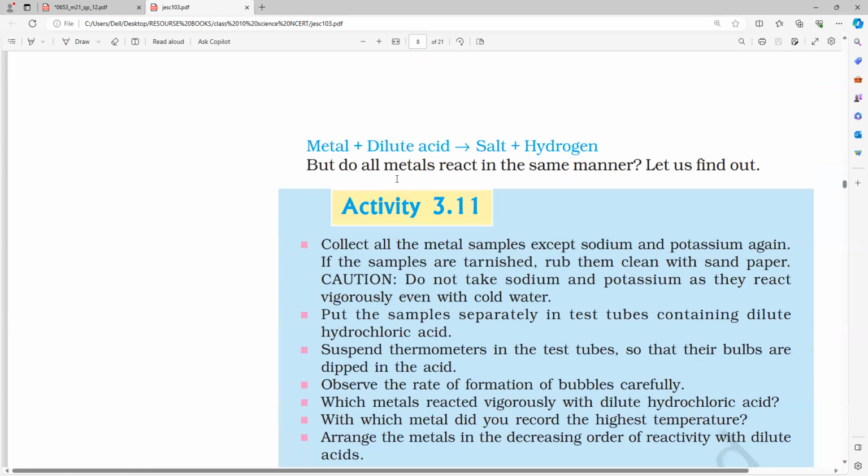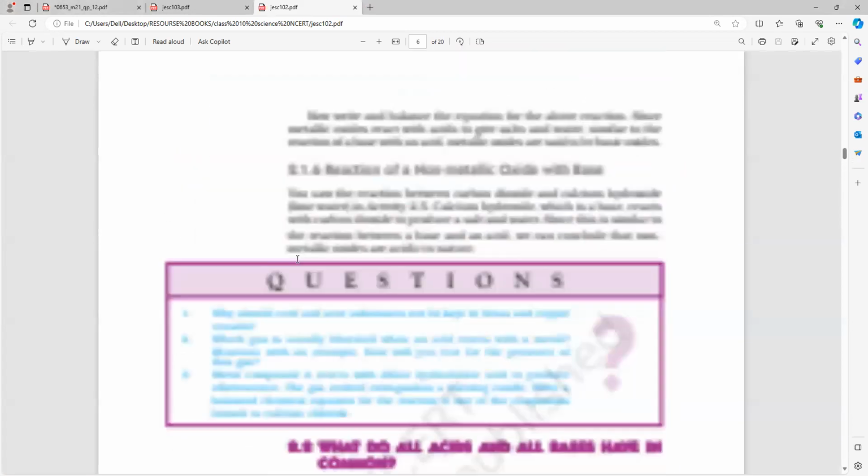The activity 3.11. Second chapter, have you verified once? Once you verify, acids reacting with the metal, I want to know. Second chapter. Anybody? Metals and non-metals. Yeah. Chemical properties of metals. Page number 19, Arul is saying. Check it, everybody. Is it anything related, Arul? Page number 19.